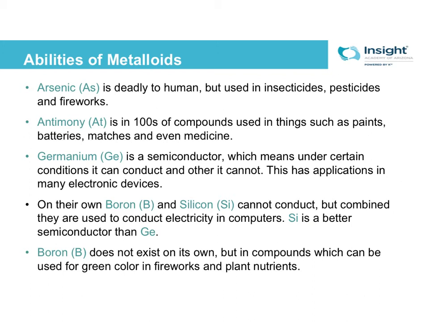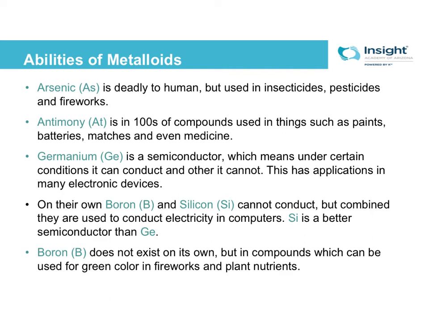Antimony is actually found in lots of different compounds naturally, and it gets used in things like paints and batteries, matches, so like lighting a match, even some medicines have it in there. Germanium is what is called a semiconductor, as is silicon, but that means that there are certain conditions under which it can conduct, and then other conditions in which it can't. And this becomes very important to electronic devices, being able to control when a signal goes through and when one doesn't.